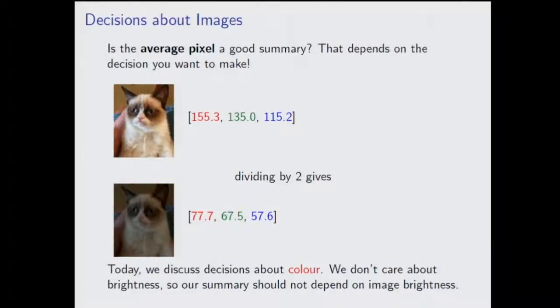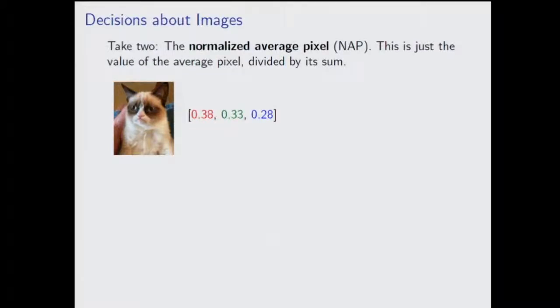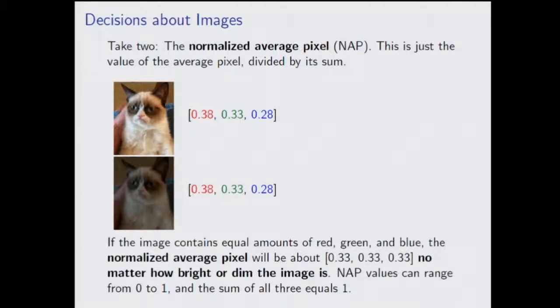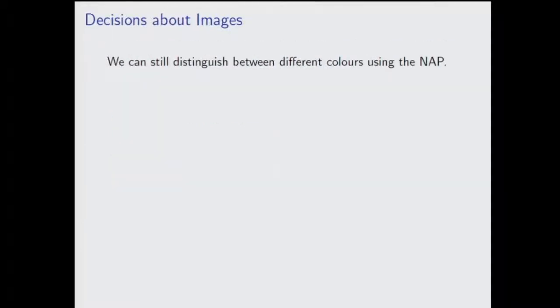The last step we're going to make is, instead of using the average pixel, I'm going to use what's called the normalized average pixel. Actually, I made that up, but that's what we're going to call it. So all it is, is the average pixel divided by its sum. So before, the average pixel of Grumpy is 155, 135, 115. But now I just divided each one of those things by the sum of all three, and I get a number between 0 and 1 for each of them. And I can still see that there's more red than anything else, for example.